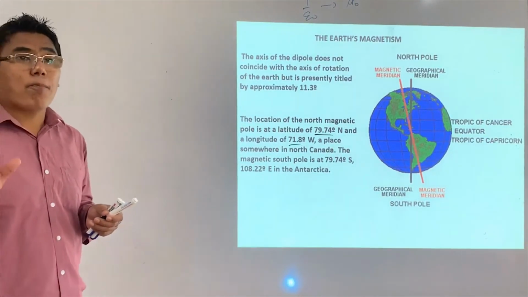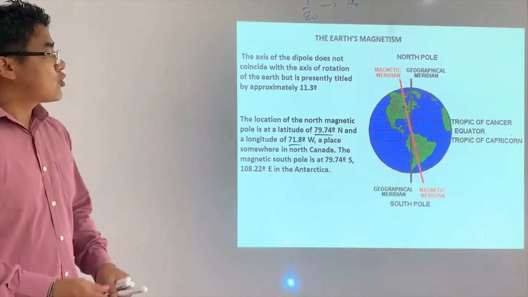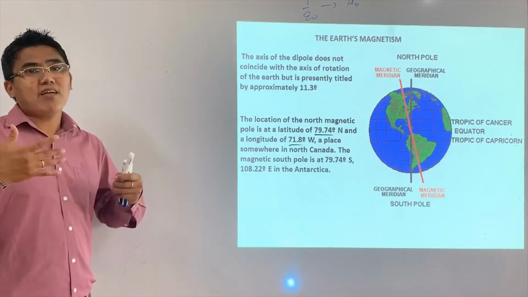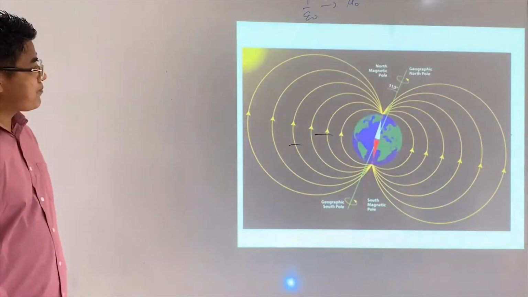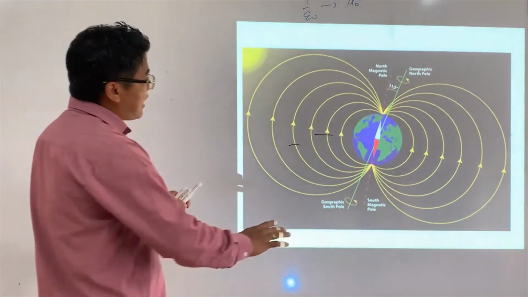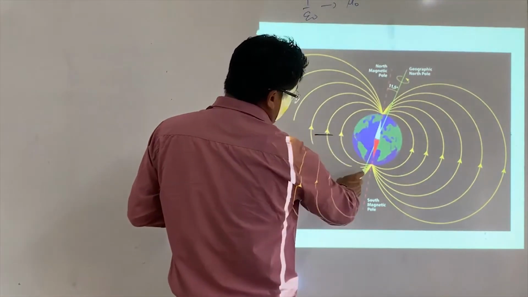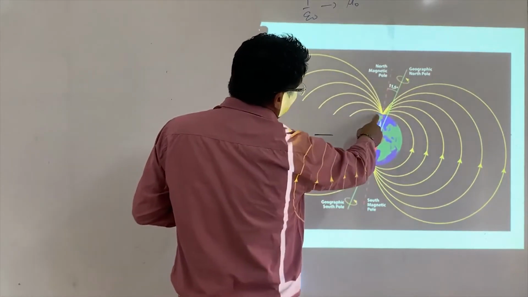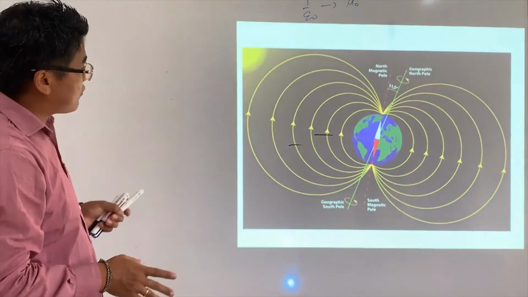So now I talk about magnetic meridians. Geographical and magnetic meridians never coincide. The geographical meridian tells you the geographical south and north. The magnetic meridian tells you about magnetic north and magnetic south. This diagram tells you about Earth's magnetism. So this is the Earth's magnetic north, this is the Earth's magnetic south, and this is the geographical meridian, and the angle formed is 11.5 degrees. So this is what we have.